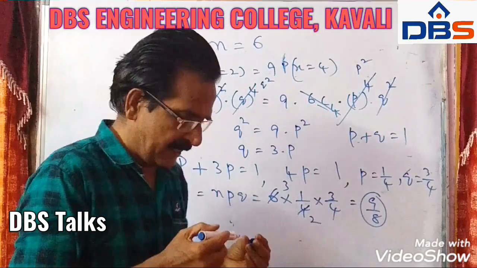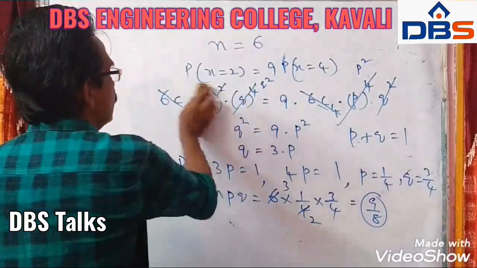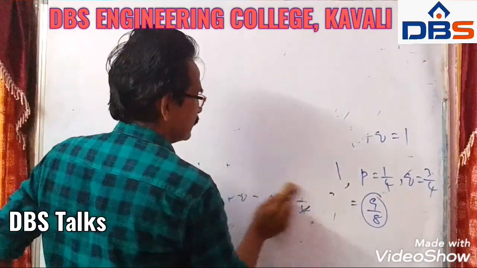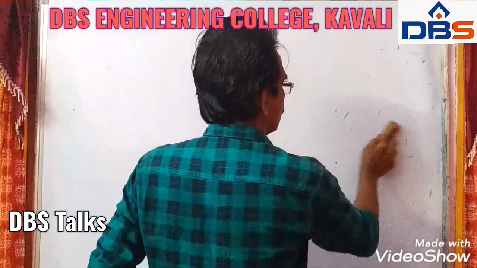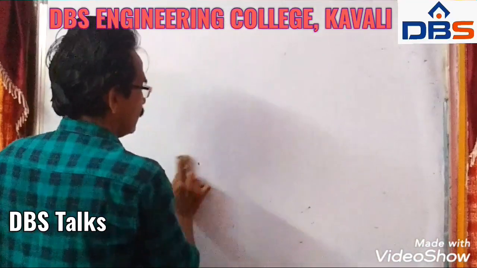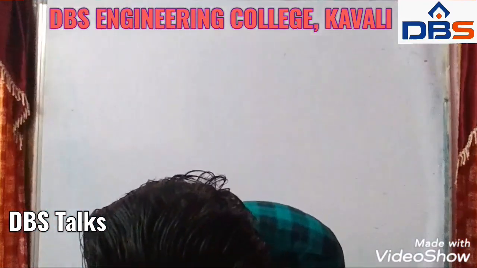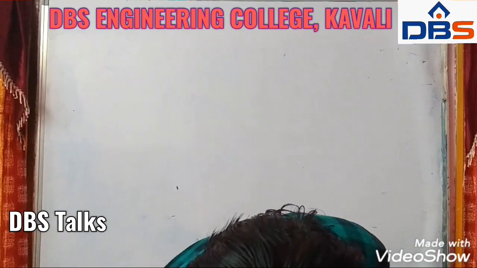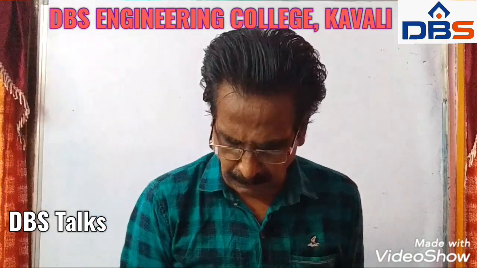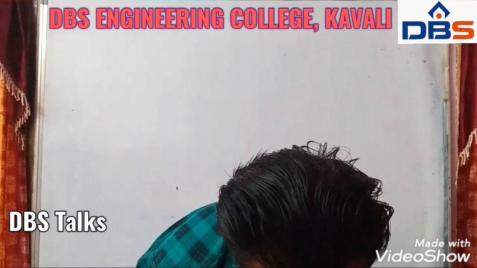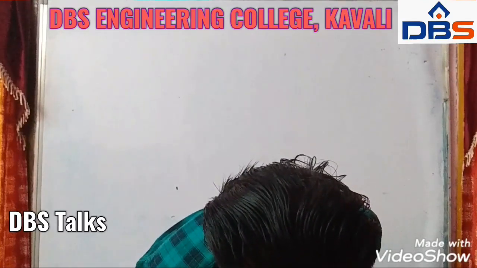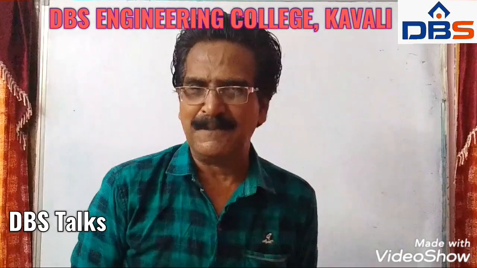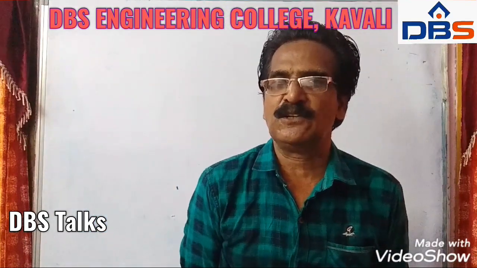Okay friends, now let us see the next problem. Friends, the next problem is, in a binomial distribution, the probability of getting success is 1 by 4 and the standard deviation is 3, and find its mean. This is also an EAMCET question, friends.